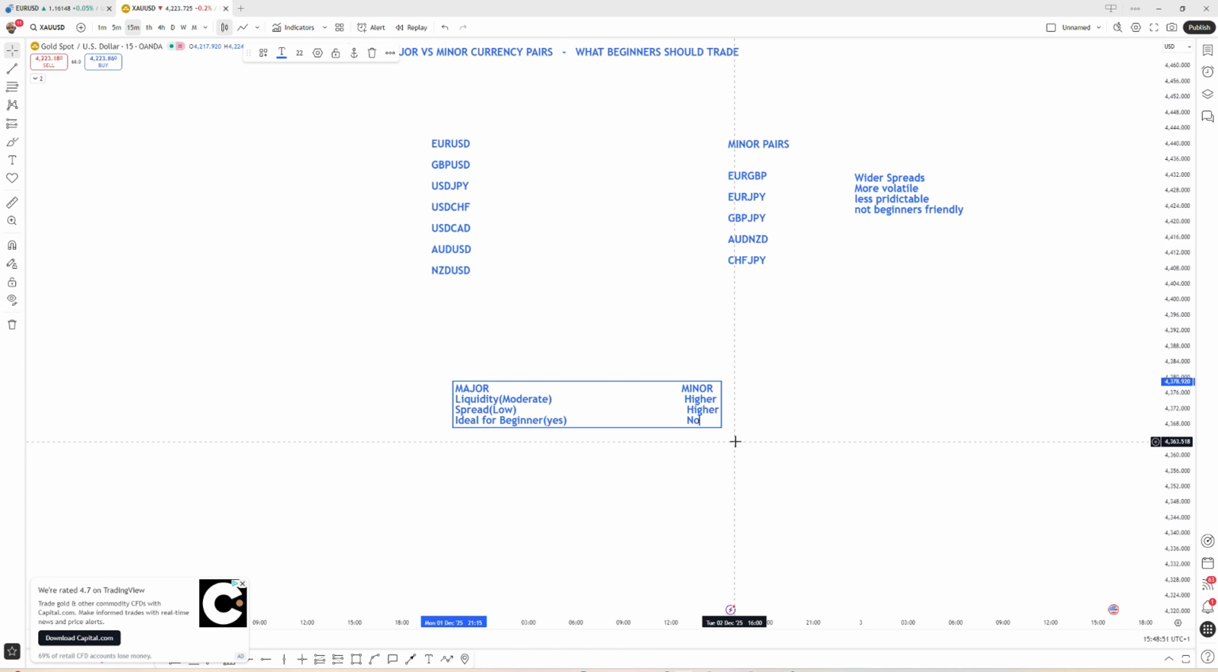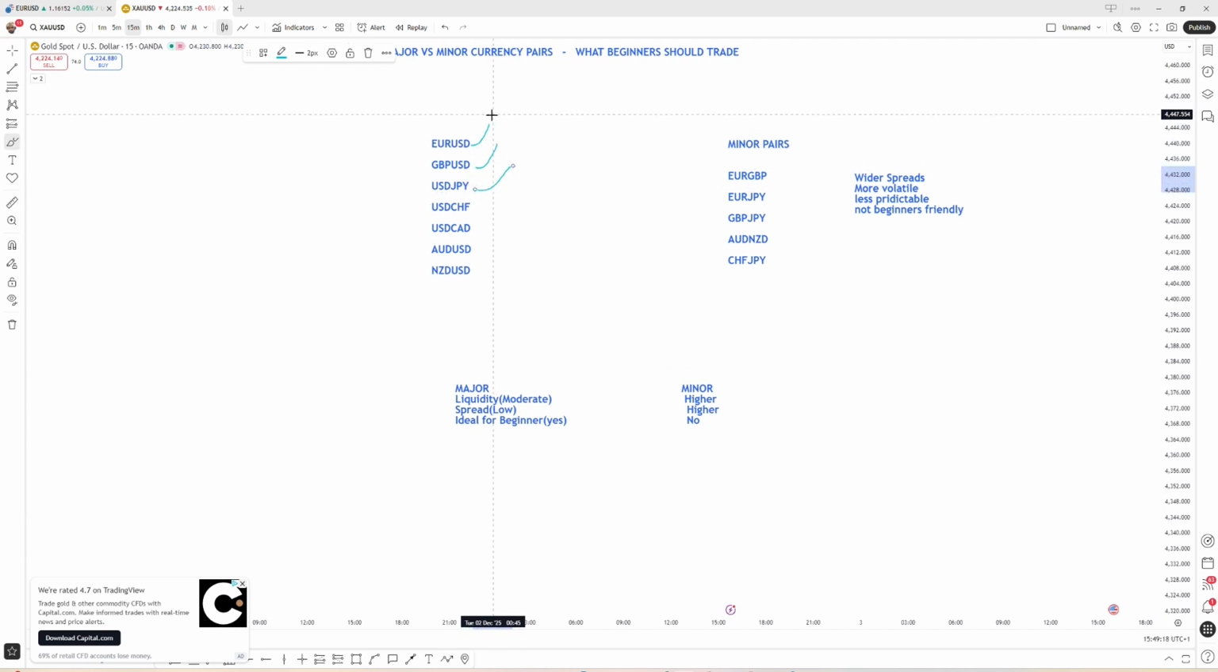If you are a beginner forex trader, the best place to start is with the major pairs, most especially EUR USD, GBP USD and USD JPY. These three pairs are the most important to start with as a beginner forex trader, because they are less expensive, have a very low spread, and are easy to understand.